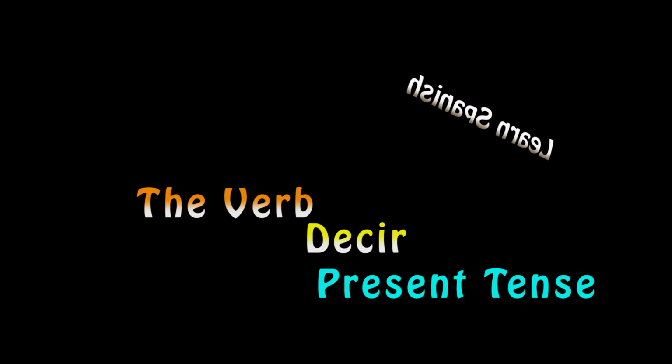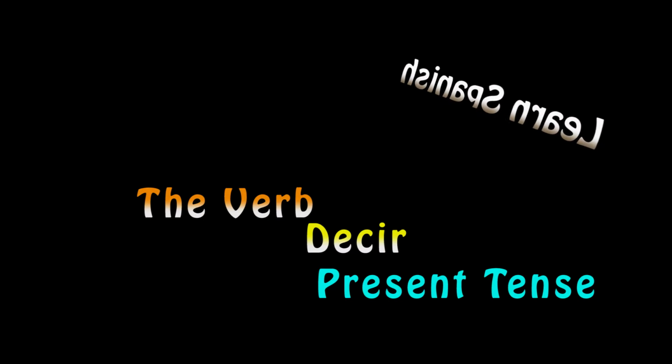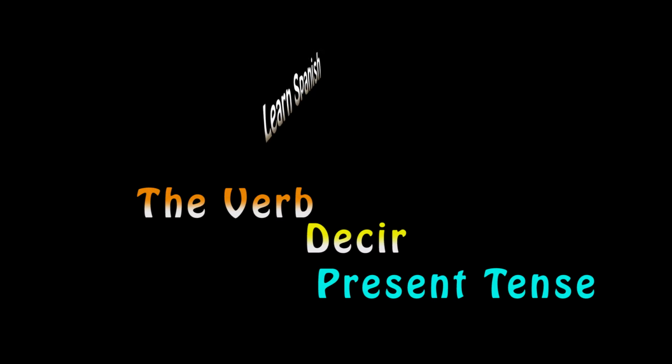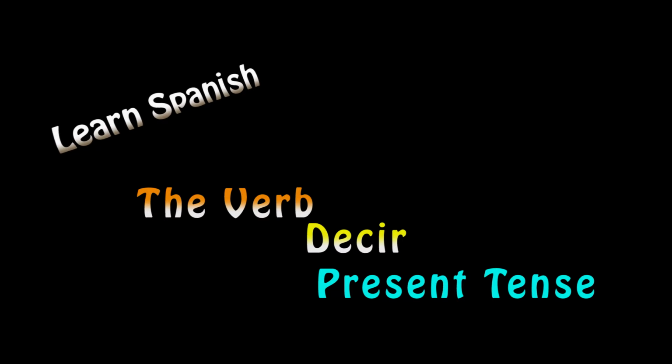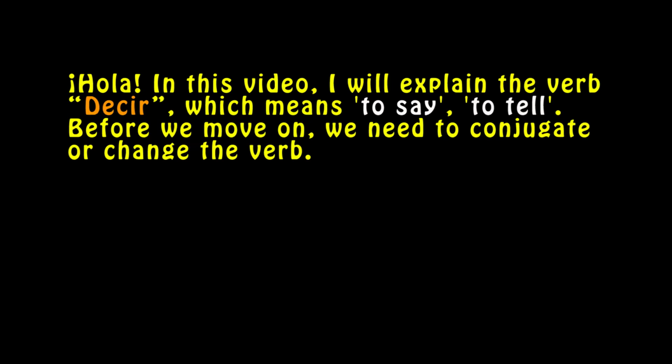Learn Spanish. Verb decir. To say, to tell in the present tense. Hola! In this video lesson, I will explain the verb decir, which means to say or to tell. Before we move on, we need to conjugate or change the verb.